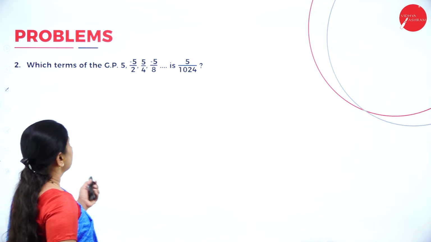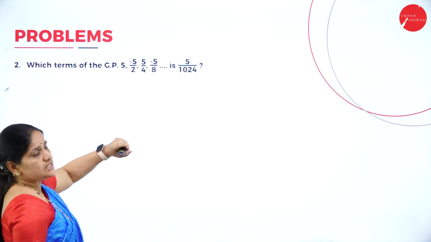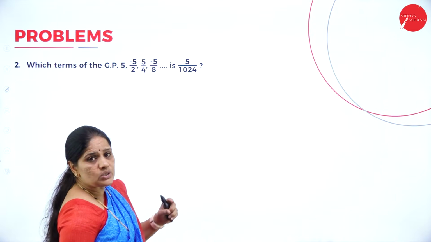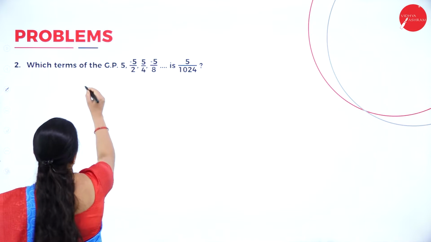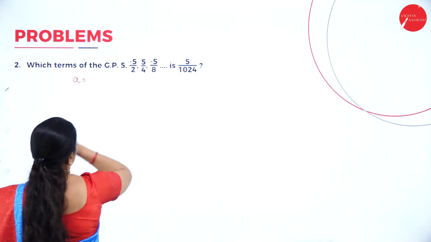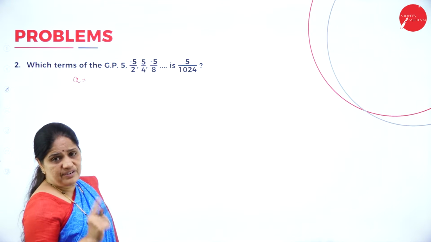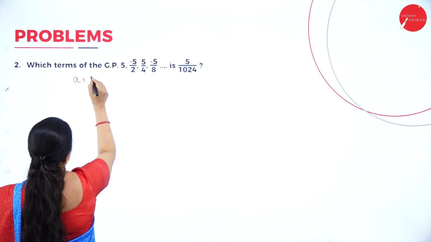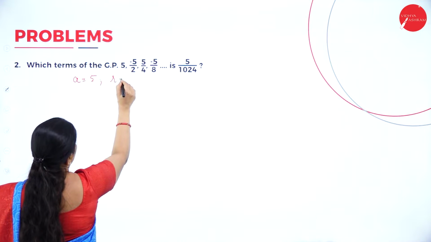Now the next problem. Which term of the GP 5, minus 5 by 2, 5 by 4, is 5 by 1024? Now let us write what is given in the problem. What is given? The first term is given. The first term is A. A equals 5. And we have to find R.